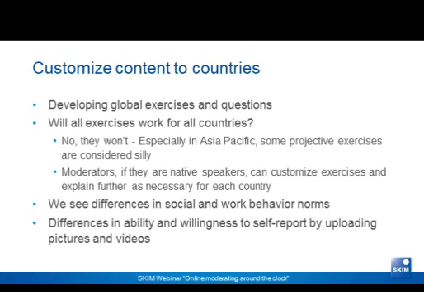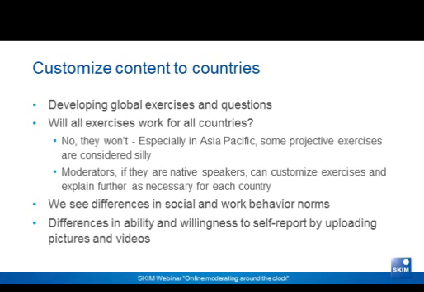But how to get around it is not to say we totally cannot use this exercise. With the help of the native-speaking moderators, they can really help us to customize or modify the exercise a little bit to make it better adapted to the culture, the tone, and the way, so that people will accept this exercise and be willing to share with us and be engaged. This highly depends on the differences in social and work behavior norms, which we also saw a lot throughout the whole project.